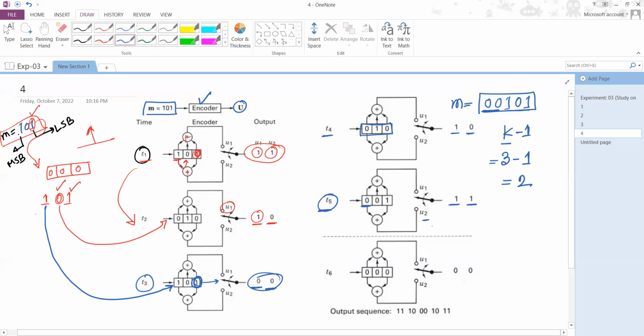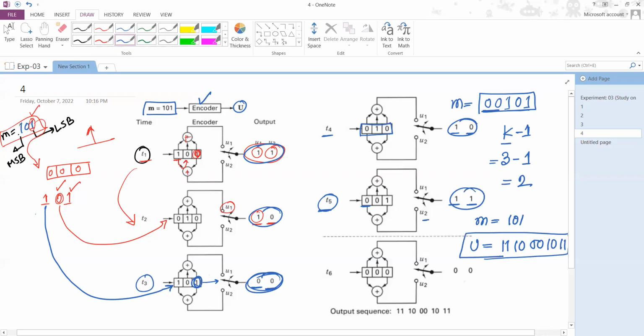So now if I see the whole code word sequence for M equal to 101, which is our message bit, we'll get code word U equal to first 11, then 10, then 00, then again 10, and then 11. So this will be our code word sequence for our input message bit 101.